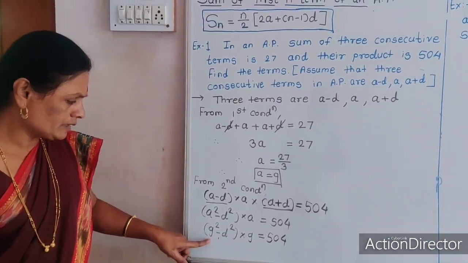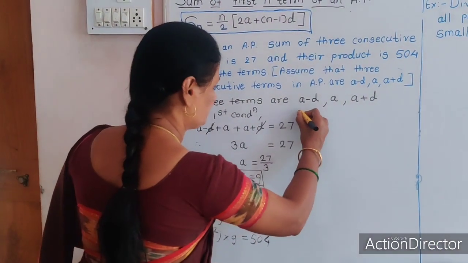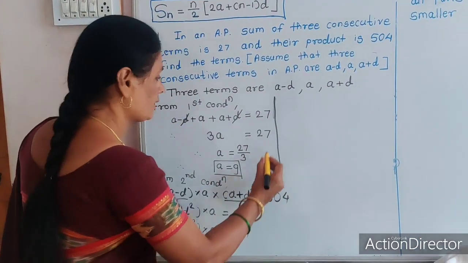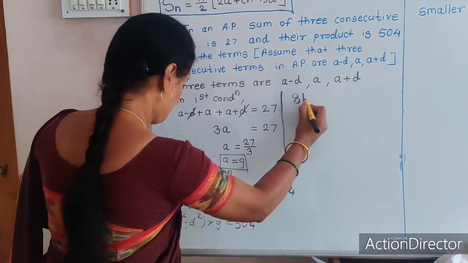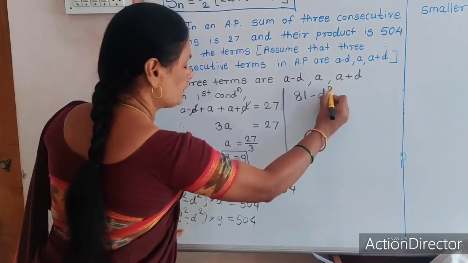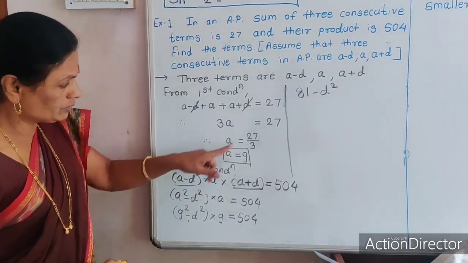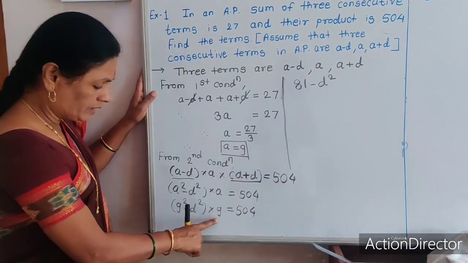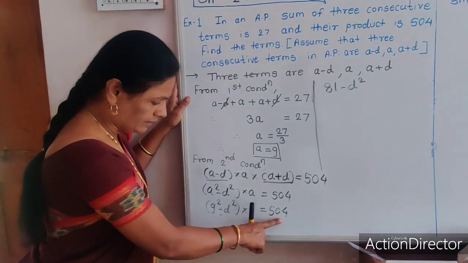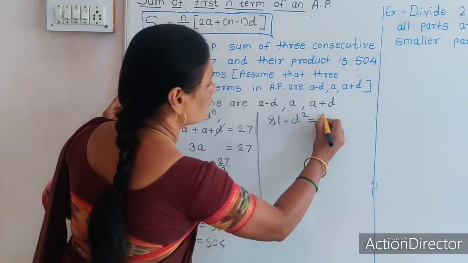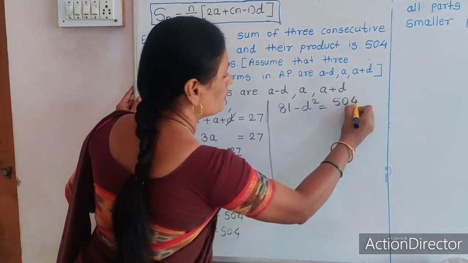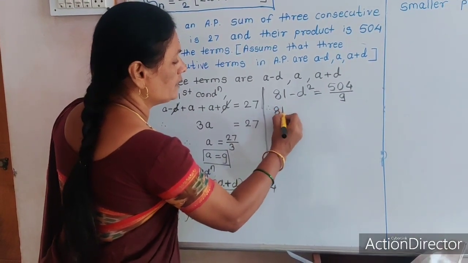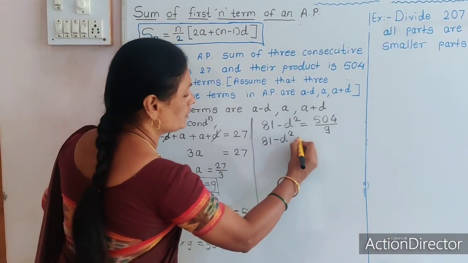Now 9 square is equal to 81. So 81 minus d square into 9 is equal to 504. Here 9 is multiplied, so it becomes divide. 81 minus d square is equal to 504 divided by 9.